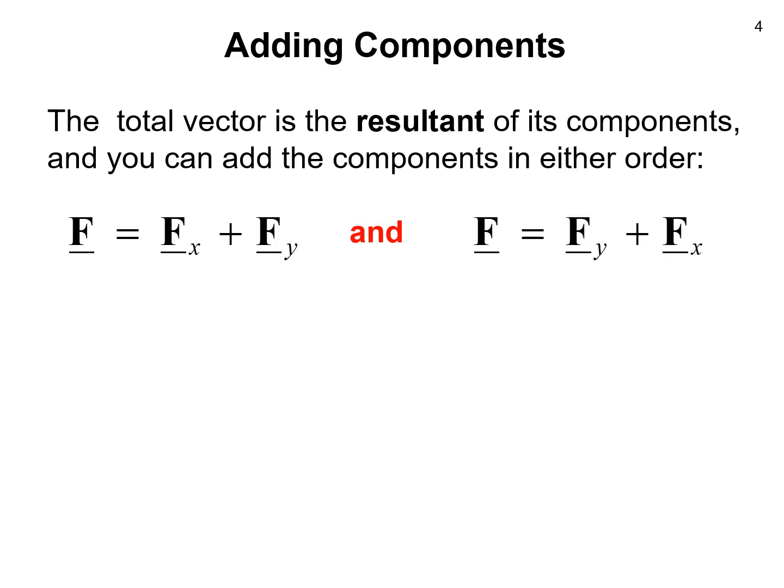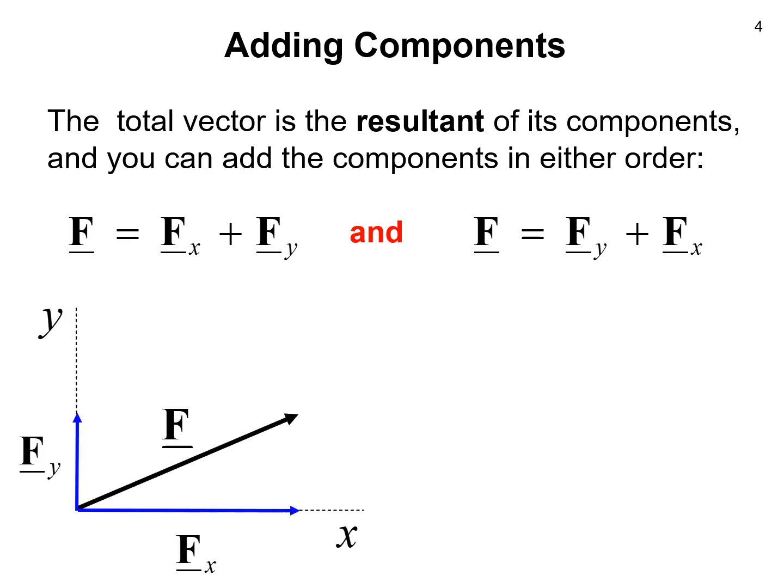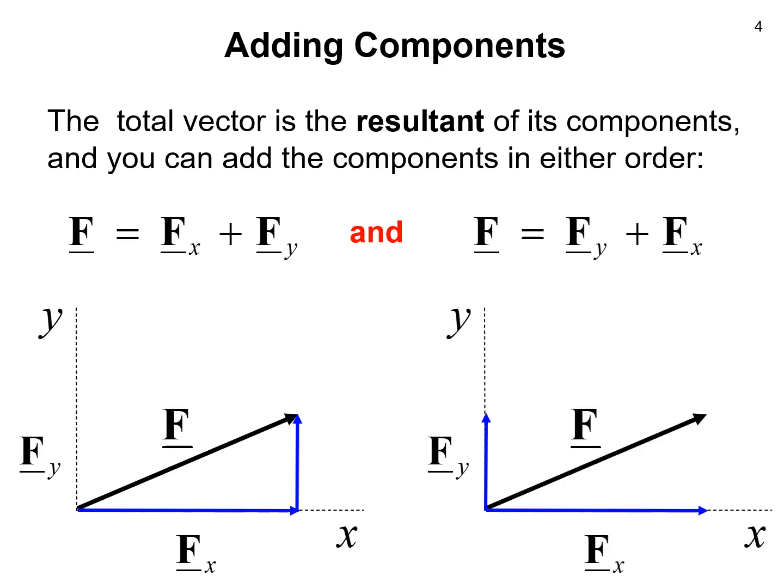Note that the components can be added in either order. The x plus y is the same as the y plus the x. So for example, if I understand the fx component then added to the fy component, that's one way to see the vector. Alternatively, I can take the fy vector and then add the fx vector and get the same total vector.